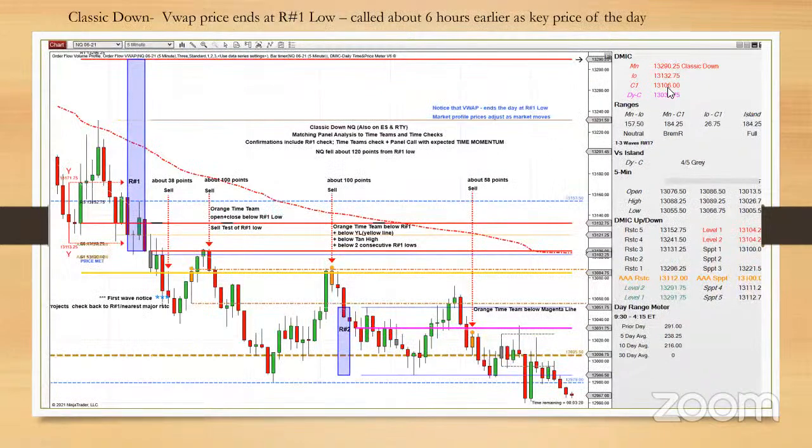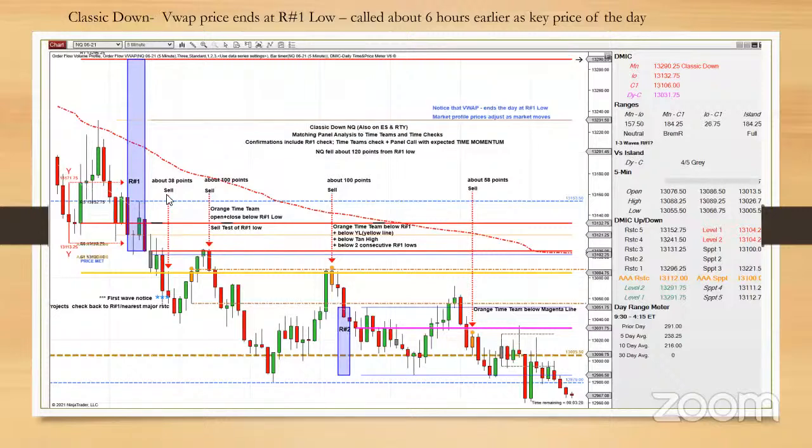The next chart shows a classic down indicator. The VWAP market profile you can see here. The VWAP ends the day at the R1 low price. This was the key price of the day. And as you know, hopefully by now, you realize that this was the low of rectangle 1, and the VWAP confirmed this was the key price of the day.